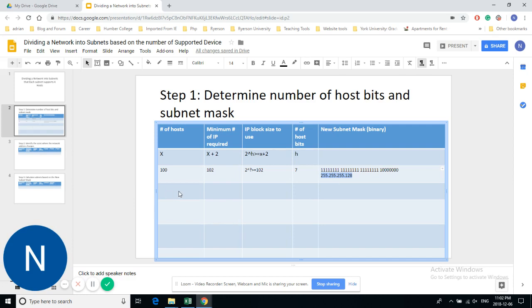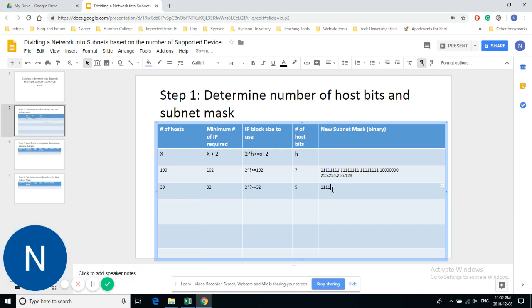Let's take another example. If you need, let's say, 30 hosts, you need at least 32 IP addresses, and 2 to the power of what is just greater than or equal to 32? We know that 2 to the power 5 is equal to 32. So the number of host bits you need is 5. Now from this information, I need 5 host bits, so I will create a subnet mask. I need 5 zeros in the subnet mask.